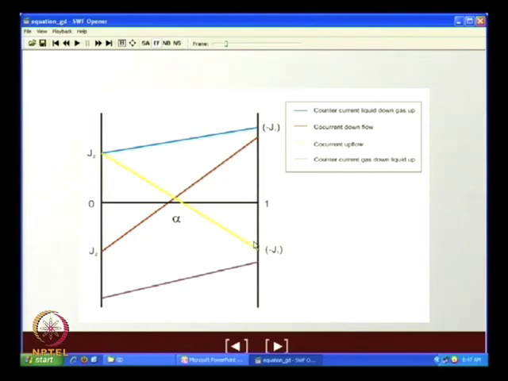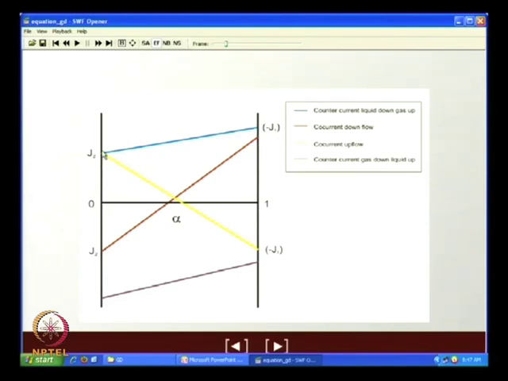Now, you try to understand certain things. Suppose your J2 is constant and J1 is increased. What happens? The straight lines intersect the alpha equal to 0 axis at lower and lower values. The implications we will see later.